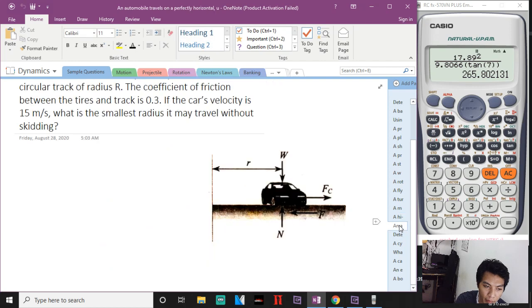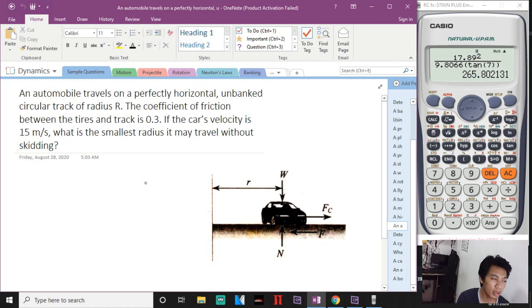Now, okay. Another problem. An automobile travels on a perfectly horizontal unbanked circular track of radius. Sabihin, unbanked, hindi siya naka-super elevate. Okay? Now, ang magpapatigil sa kanya from shooting out of the curve is yung frictional coefficient, the friction between the tires and the road. The coefficient of friction between the tires and the track is 0.3. Ibig sabihin, normally rough na yan.